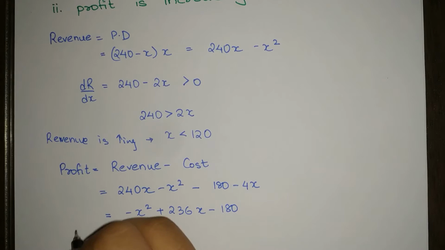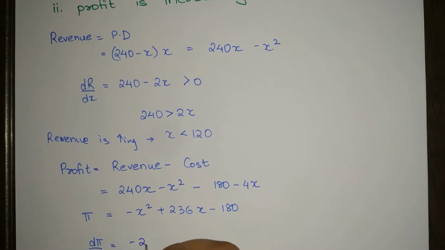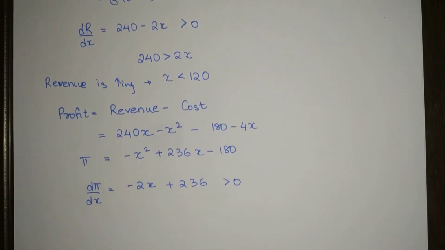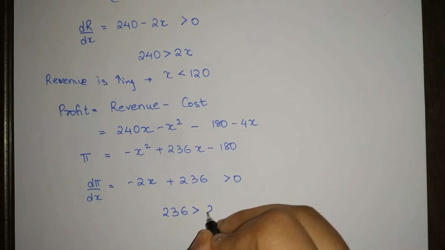So we have to differentiate this. We also call this as pi. So d pi by dx is equal to minus 2x plus 236. Where this is increasing, as in this is greater than 0. So that means that 236 is greater than 2x.